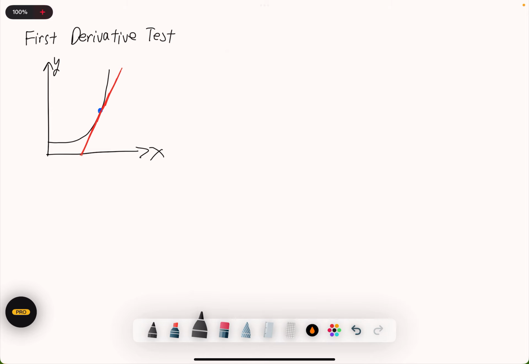This red line that is tangent to this graph at this point. And we can find the derivative of any point on this graph if we know the equation of this graph. For example, if the equation of this graph is f of x equals x squared plus 5, then the derivative would be, using the power rule, we know that the derivative of x squared would be 2x and the derivative of 5 would be 0. So the derivative would be 2x.